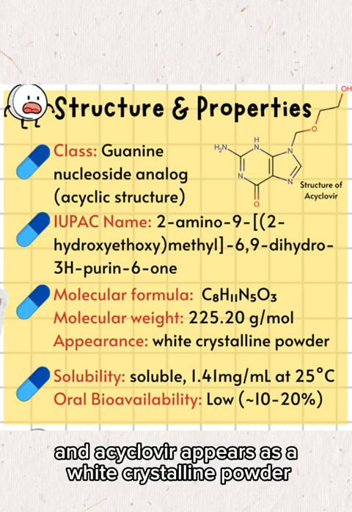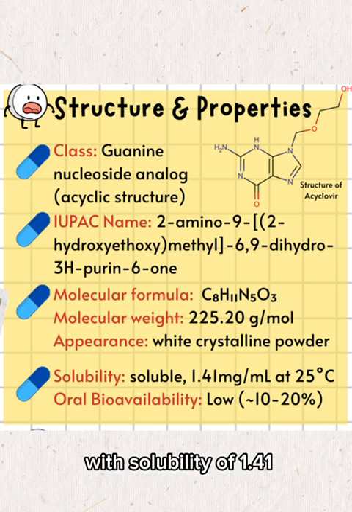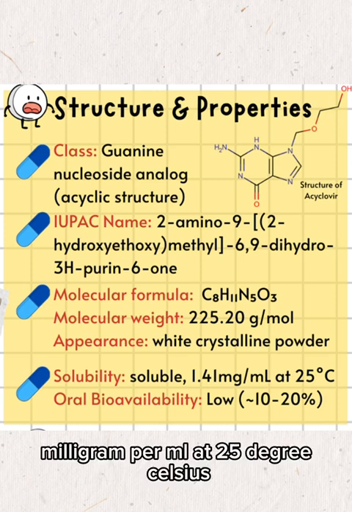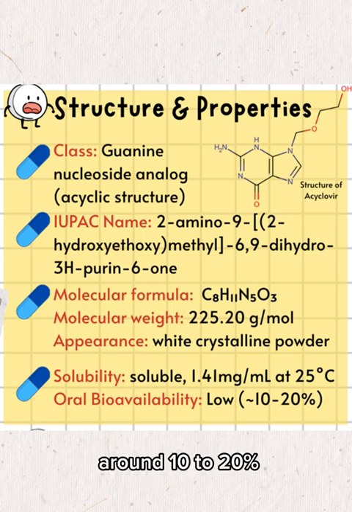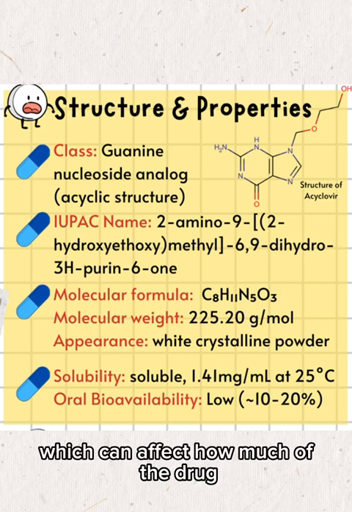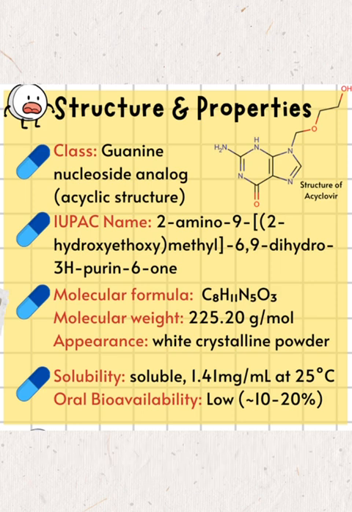Acyclovir appears as a white crystalline powder, and it is soluble with a solubility of 1.4 mg per ml at 25 degrees Celsius. However, its oral bioavailability is quite low, around 10 to 20%, which can affect how much of the drug actually reaches the bloodstream.